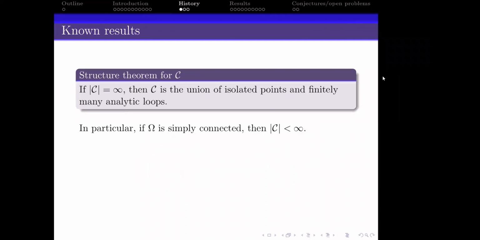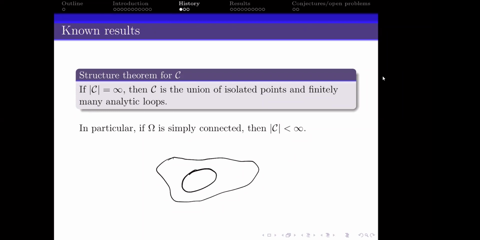Okay, and in particular, if your domain is simply connected, then the set of critical points cannot have infinitely many of them, right? So let me draw this. Why can't there be infinitely many, based on this structure theorem? Here is a simply connected domain. By the structure theorem, if there are infinitely many, there should be a loop like this, right? So on this loop, just on the boundary of this, all the gradient of V should vanish, right?